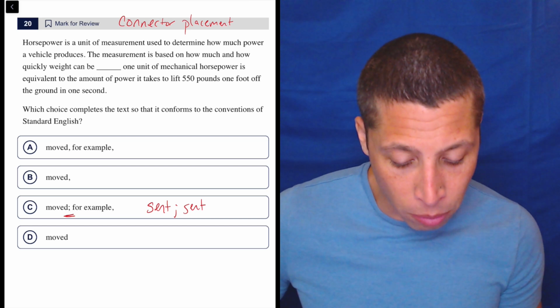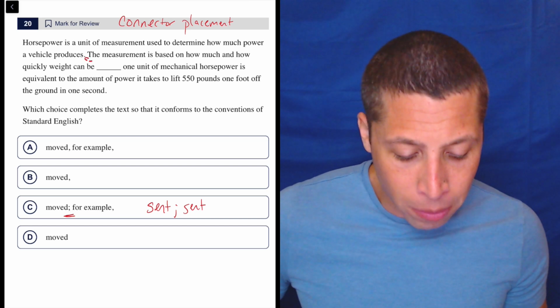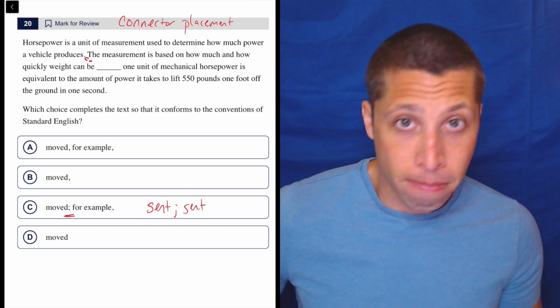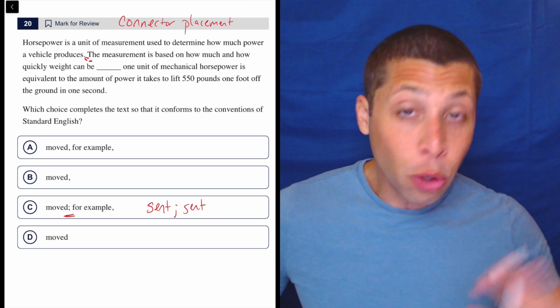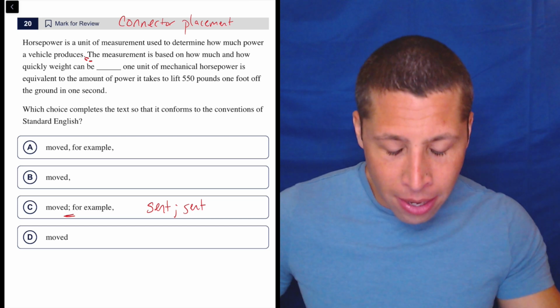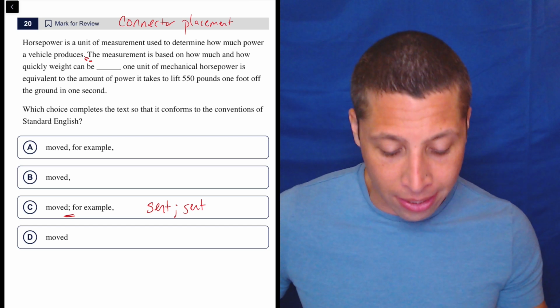So let's listen as we read, starting here. The measurement is based on how much and how quickly weight can be moved. Yeah, sounds like a sentence. Now I'm going to ignore the for example, because no matter what I do, it's an extra clause. So let's skip it and go to the next part and see if that sounds like a sentence.